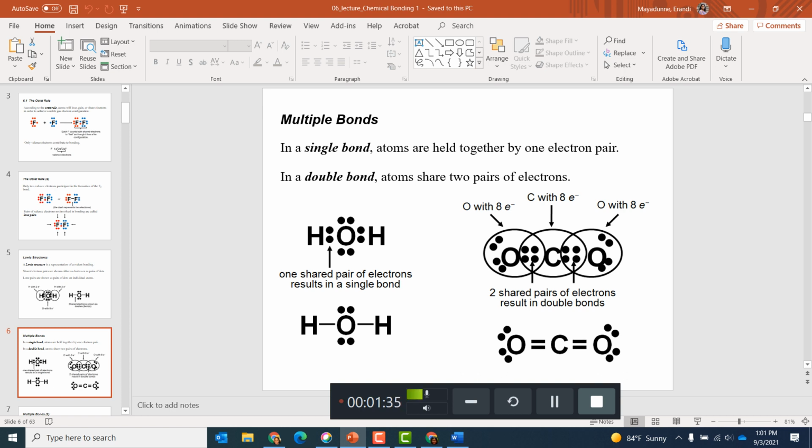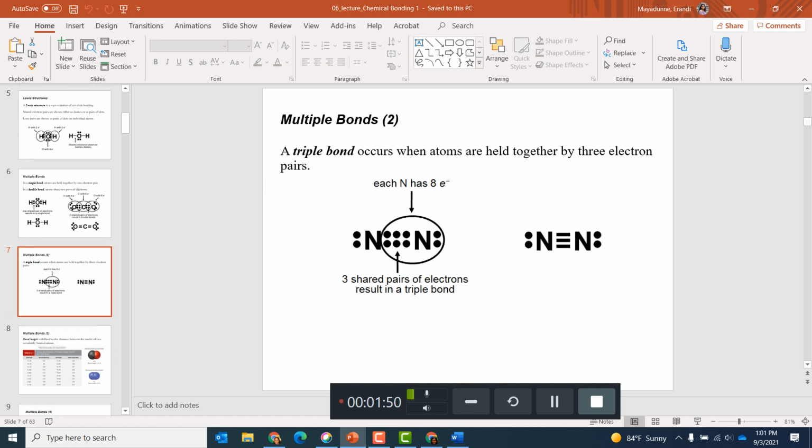Sometimes atoms form multiple bonds, which can be single bonds, double bonds, or triple bonds. A single bond is like this, sharing 1 pair of electrons. A double bond shares 2 pairs of electrons, in other words 4 electrons, and a triple bond shares 3 pairs, 6 electrons.